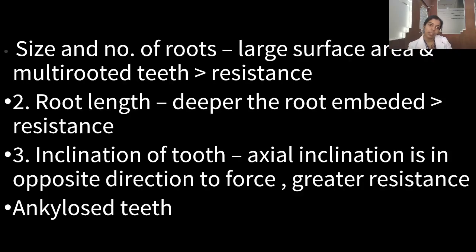And the next factor which affects is the length of the root. Basically we are considering how much root is within the bone. When the length of the root embedded within the bone is more, the resistance offered will be more. Considering the canine, it has the largest root and it is more embedded in the bone. So canine can have better resistance to the movement than the other anterior teeth.